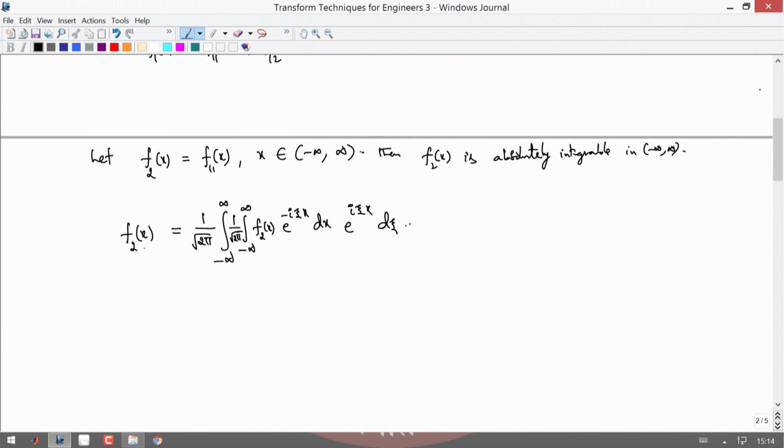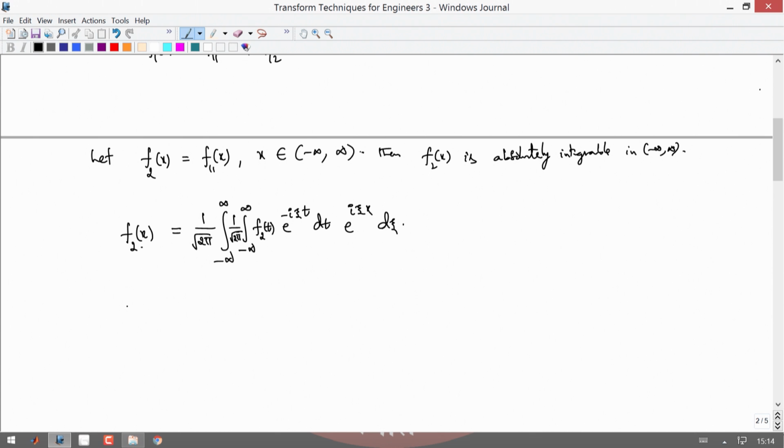So, just to avoid confusion, this dummy variable x I will change to t. So that you have this is the Fourier integral theorem. This is true, as we have seen in the earlier videos, because of the Fourier integral theorem. So, this is always true.